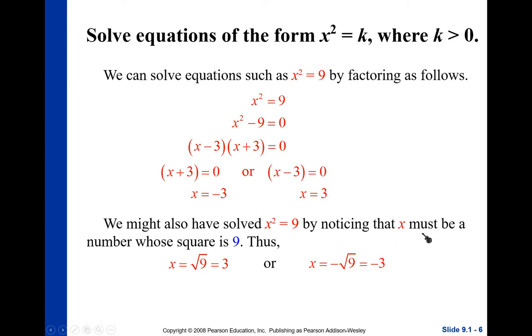must be a number whose square is 9. Kasi minsan, kailangan lang natin tingnan to. Kapag nakuha natin yan, mabilis lang naman. Hindi mo na kailangan mag-undergo ng ganitong proseso. So, x is equal to square root of 9. Anong square root of 9? 3. Or pwede naman din na negative square root of 9 is equal to negative 3.